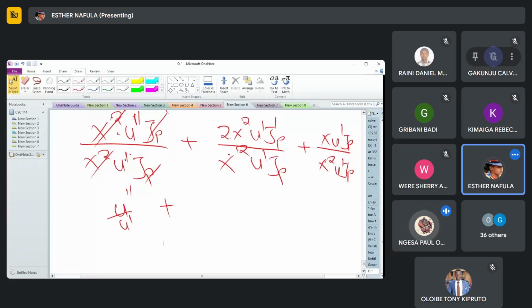Plus, in the second term, we have 2 jp prime over jp, plus 1 over x, equals 0.